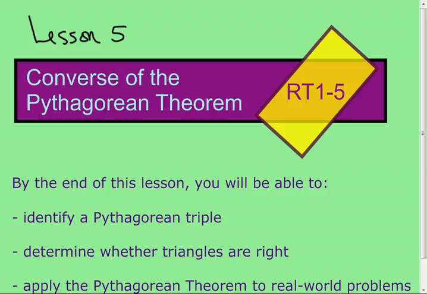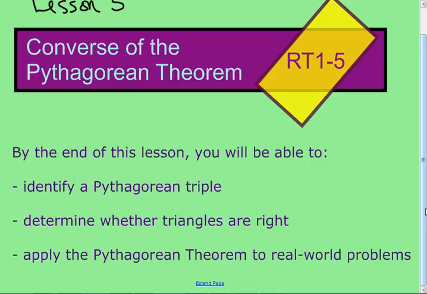Okay. Yesterday we did the Pythagorean theorem. Today we're going to reverse it, the converse of the Pythagorean theorem. If you have three sides of a triangle, do you know if it's a right triangle? You just use the Pythagorean theorem. We're also going to look at some special triangles called Pythagorean triples. They are all going to be integers.